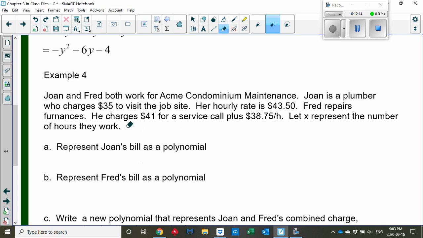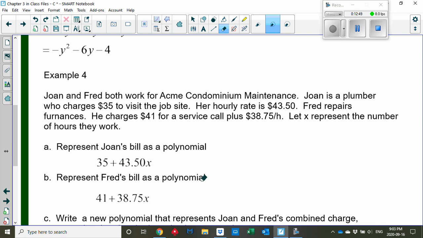So this is just a word problem, and they give you how certain people charge. So Joan, 35 up front, and then $43.50 an hour. Fred charges a little more up front, but a little less per hour. So represent Joan's bill as a polynomial. Okay, well, if you're going to hire Joan to do some plumbing, you need to know that she's going to charge you $35 up front, and then $43.50 for every hour, and X is the number of hours. So there's her polynomial. Fred's is very similar, but Fred charges 41 up front and $38.75 per hour.